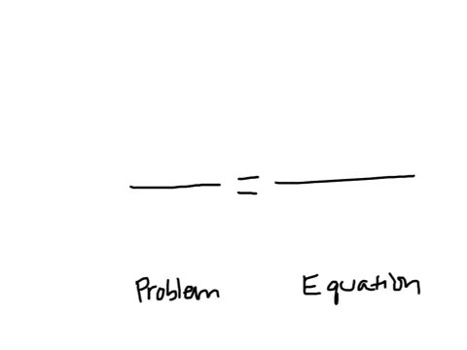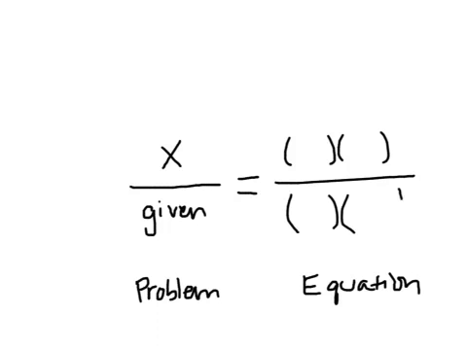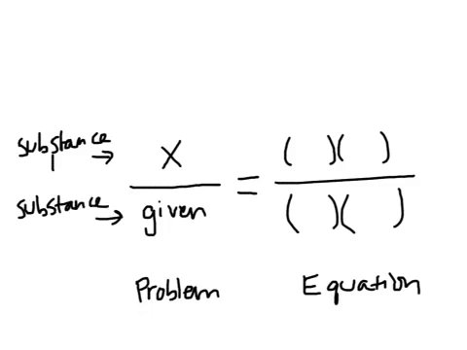So on the left side you're going to put your unknown as an x on top, and the known or given information is going to go on the bottom. And then on the other side you're going to put some combination of the coefficients and the molar masses off the periodic table. It's very important that on the top you have one substance, so let's call that substance 1. And on the bottom you have the second substance, which we'll call substance 2. So let's use that to try a couple for practice.